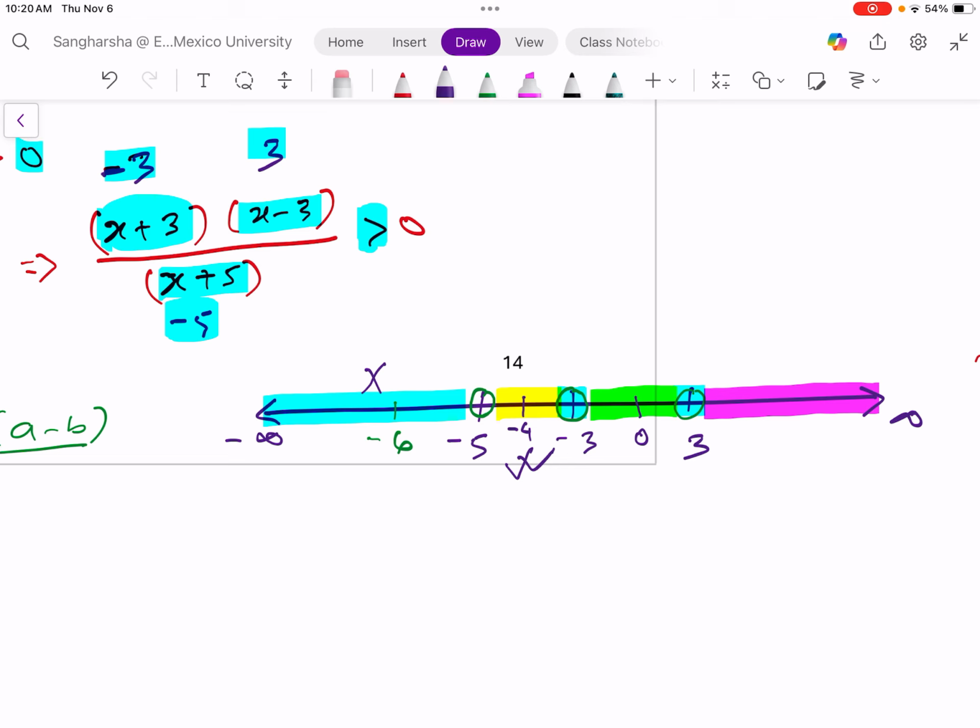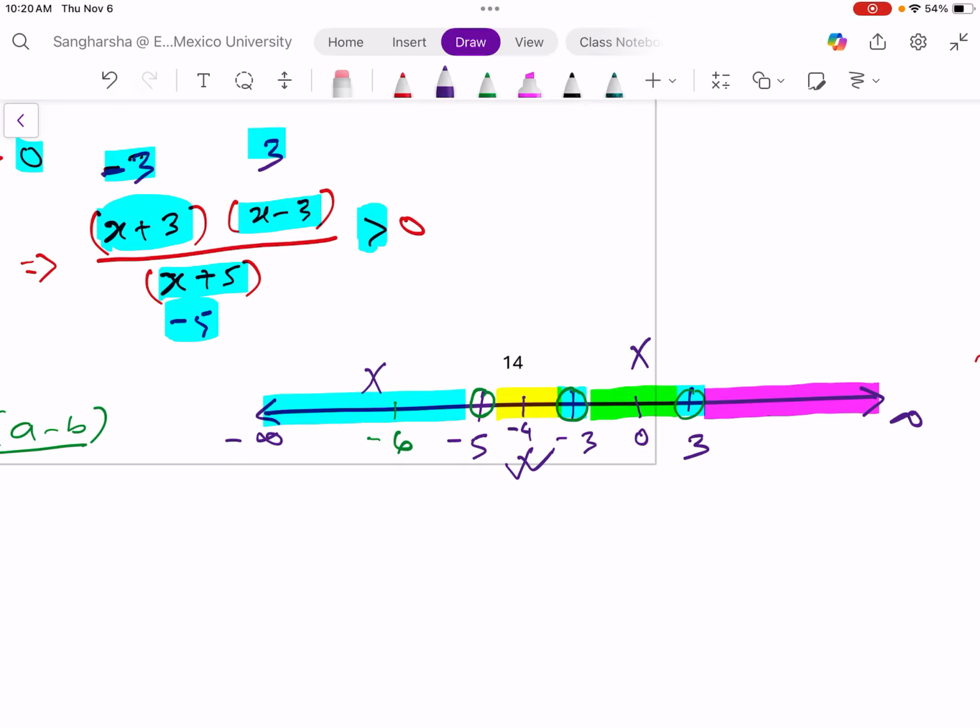So 0 plus 3 is 3, 0 minus 3 is -3. This is -9 divided by 5, which is a negative number. Is it greater than 0? True or false? False, right? Because -9 divided by 5 is not greater than 0.